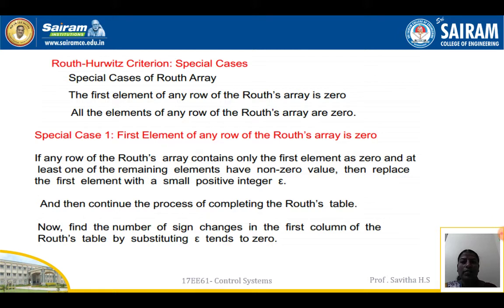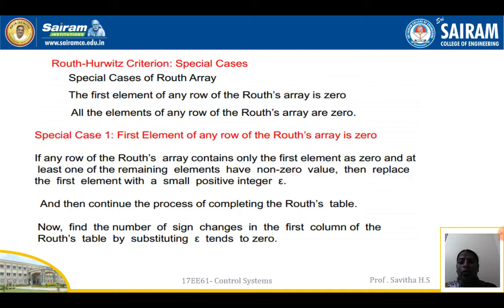Hurwitz criterion, special cases. Special cases of the routh array: the first element of any row of the array is 0, and all the elements of any row of the array are 0. So special case 1: the first element of any row of the array is 0.